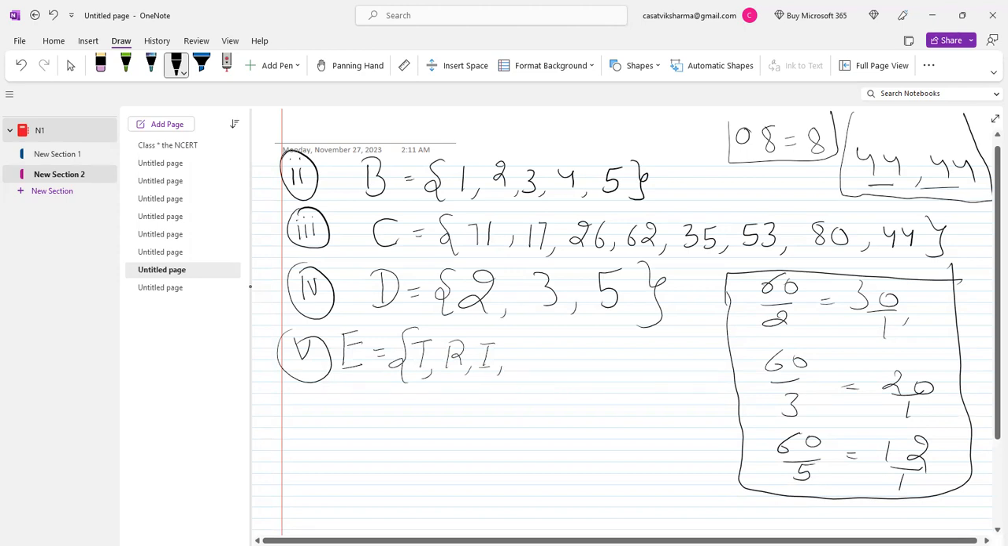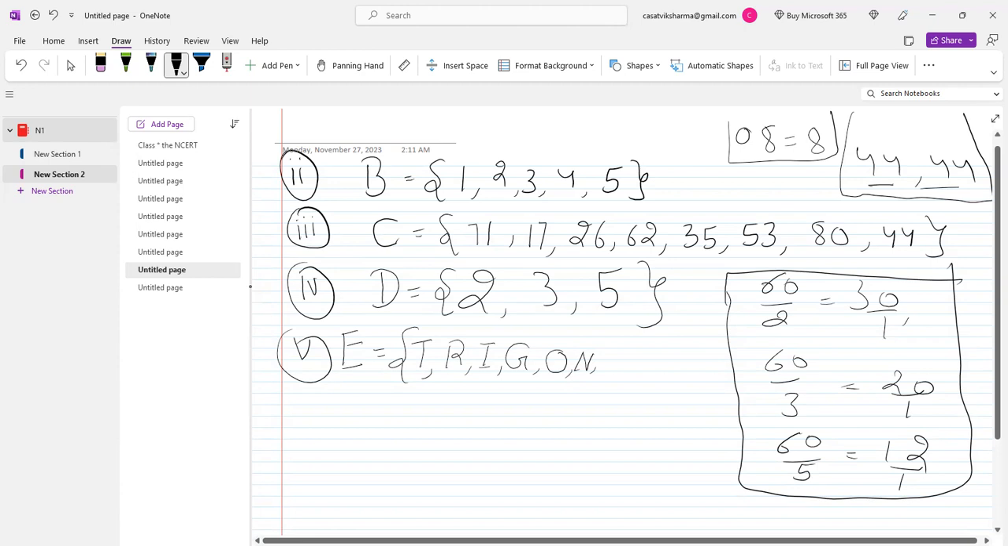G, only one G. O, there's two O, but we write it only as one element. Trigo, no. We have N. How many N we have? We have only one N. Good.